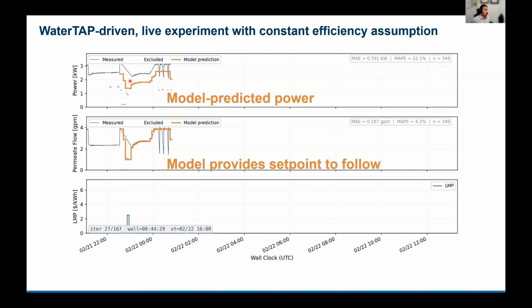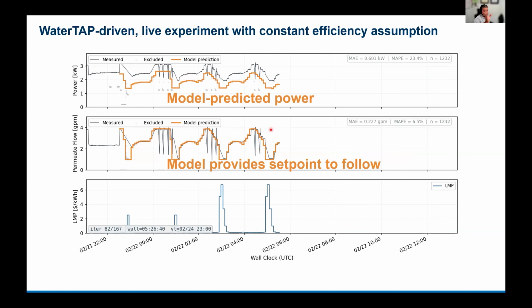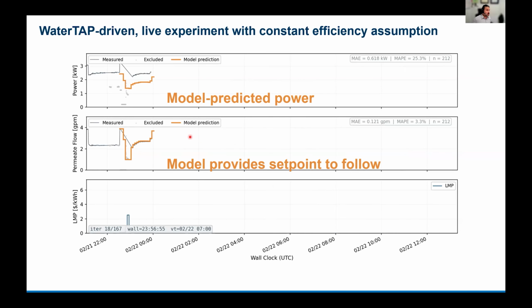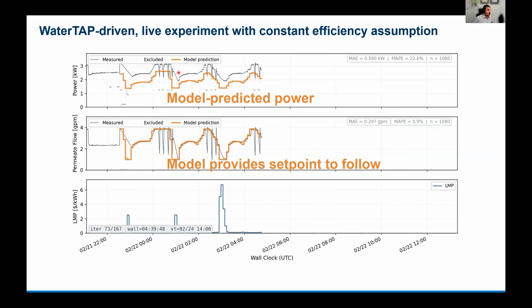These are results from a WaterTAP driven live experiment with a naive assumption that all of the couple of pumps in the system and the motors, all of that is lumped under a constant efficiency. So even with that naive assumption, here in the middle, you could see the flow set point that the model came up with and sent to the physical twin to be executed. And then on the top, you can see the model predicted power consumption with the orange line. And the black line is the measured power consumption of the physical twin.